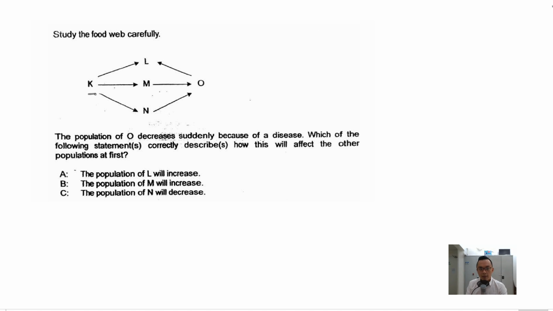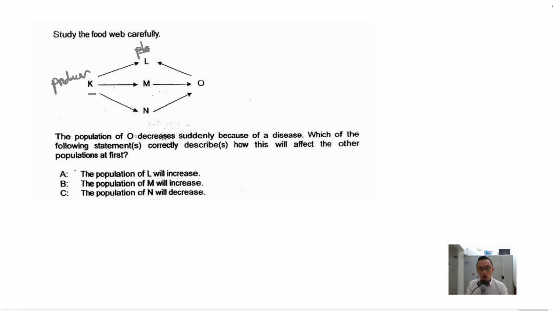You have K, which is eaten by L, M, and N, and there's nothing that K eats, so this is usually a producer. All right, so these are usually plant eaters, but let's go and take a look at it.